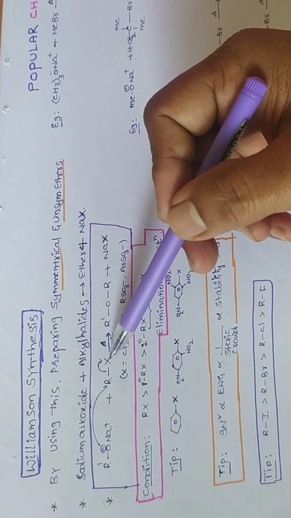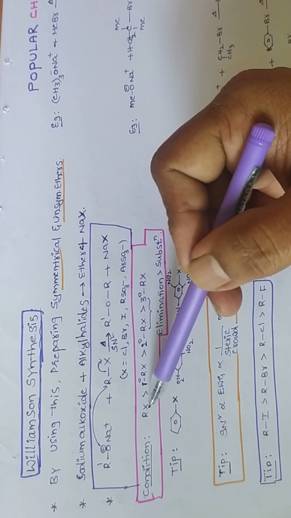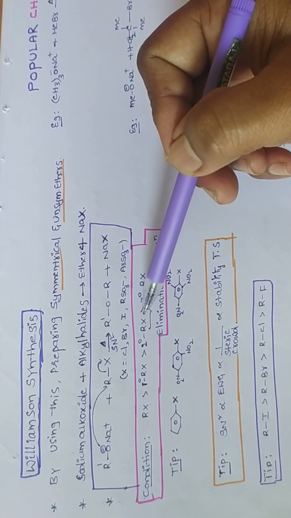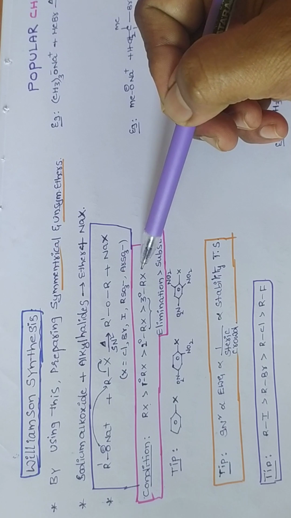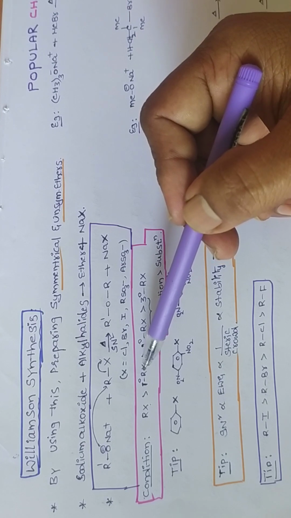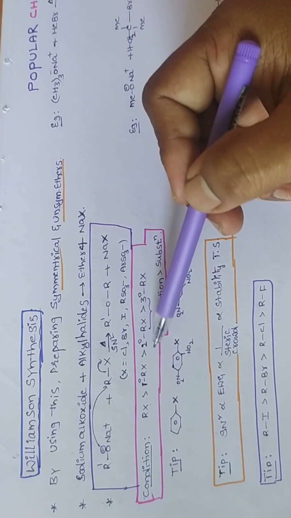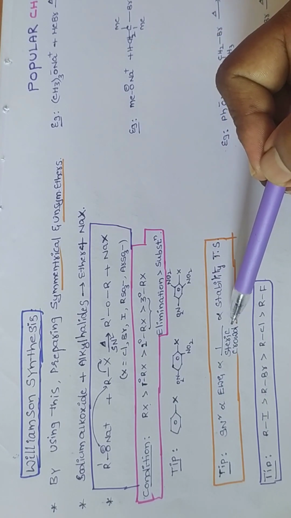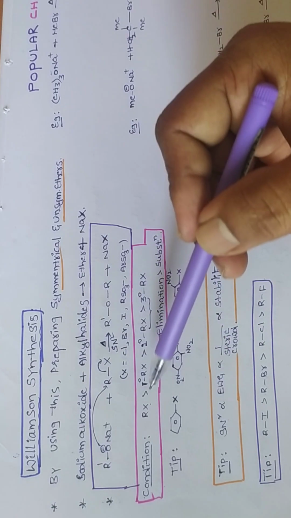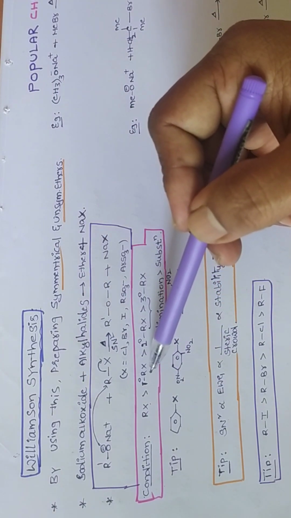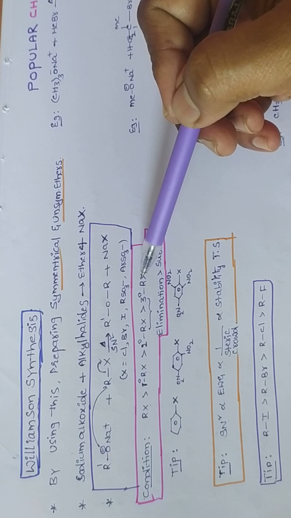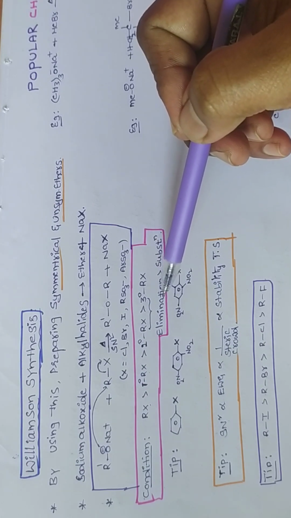Here we are using an alkyl halide, no? That alkyl halide must be what? 1 degree alkyl halide is more reactive than 2 degree alkyl halide, which is more reactive than 3 degree alkyl halide. Why? When we move from this side to this side, steric hindrance increases. Whenever steric hindrance increases, the SN2 mechanism decreases. So primary alkyl halides are more favorable than 2 degree and 3 degree. Generally 2 degree and 3 degree alkyl halides follow elimination reactions.